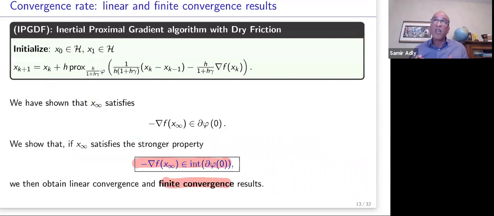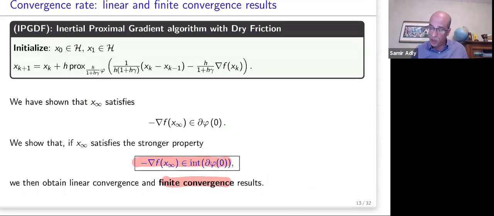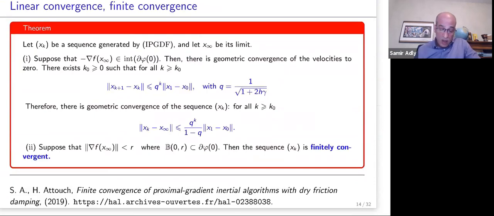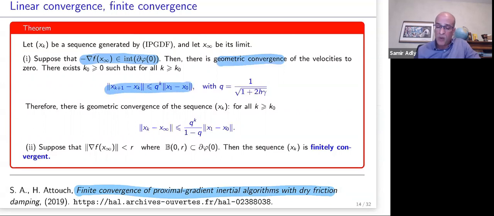Now the question is, do we have the same condition as the continuous case with the interior condition? So now this theorem that we proved with Eddy, in this first paper that is available here: if the interior condition is satisfied, then there is a geometric convergence, which depends on this Q. But anyway, if we suppose that the gradient is less strictly than some R, which means that you are in the interior, then the sequence will finitely converge.